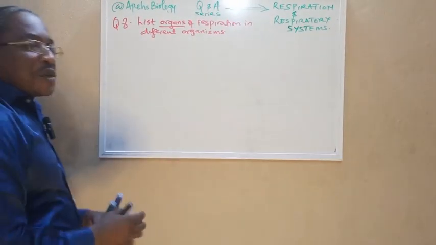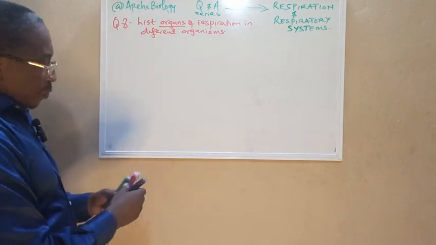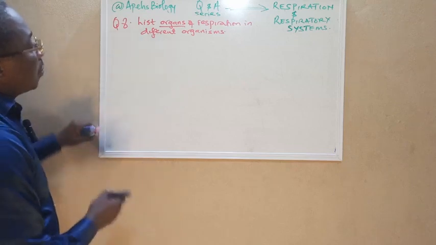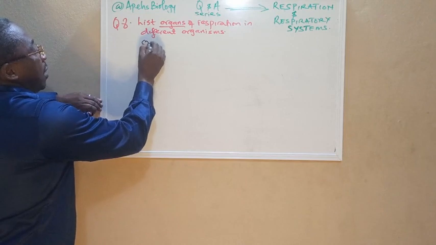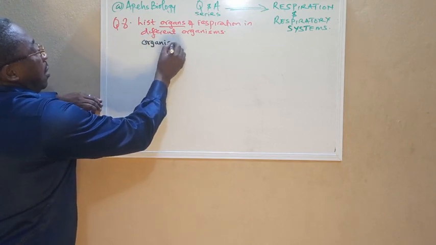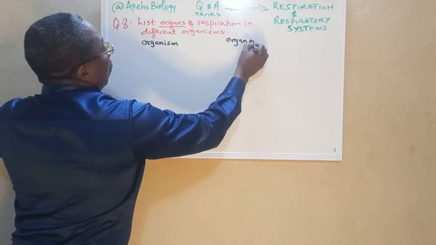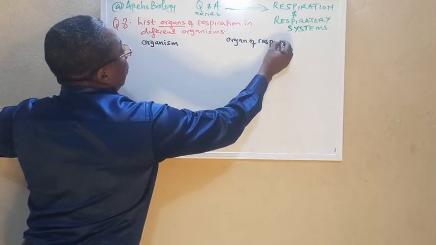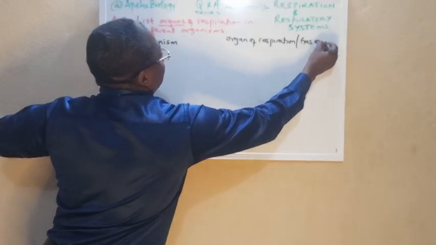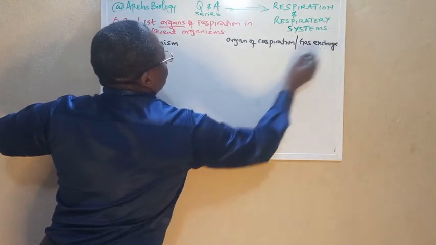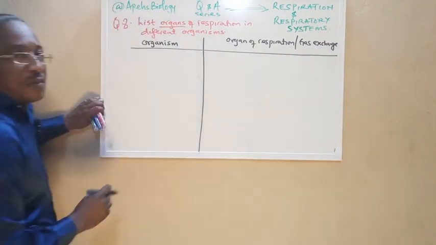Now, these organs of respiration can also be called gas exchange organs. But for the purpose of this content, we're going to put it like a table. We'll have organisms on one side, and on the other side, organ of respiration or gas exchange. Then we'll put it like a table like this so that we can understand what we're dealing with.